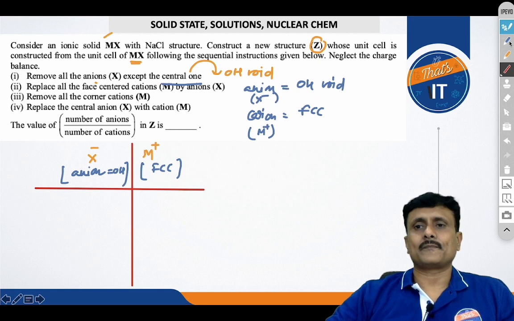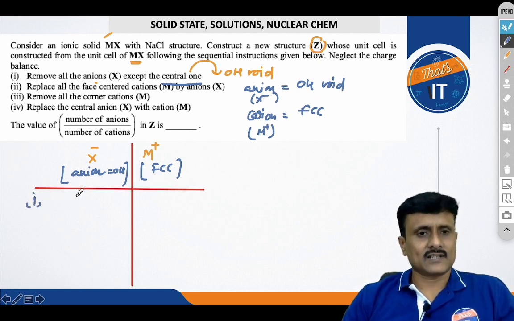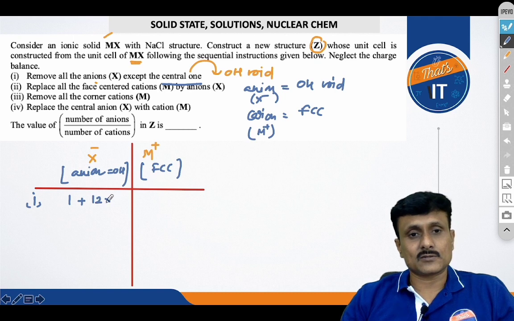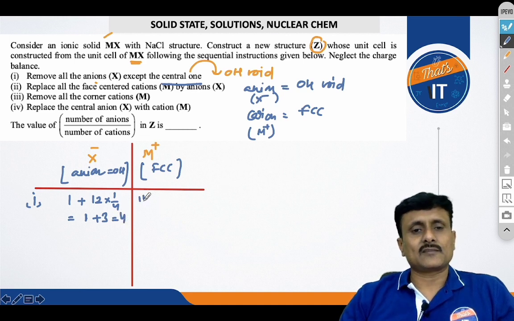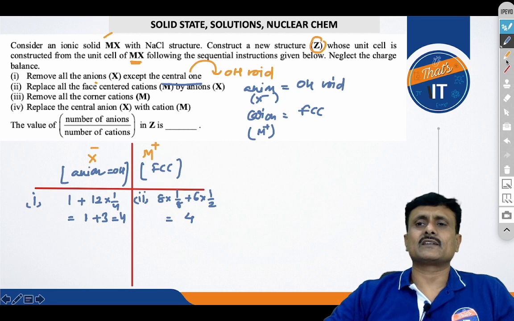You can see the first one. When I say it is octahedral voids, you know that octahedral voids are present at the body center and on all the edges, isn't it? 12 into 1 by 4, that is equal to 1 plus 3, which is equal to 4. And FCC lattice positions are corners, that is 8 into 1 by 8, plus face centers, 6 into half. This is also equal to 4, right? This is the basic information we have.